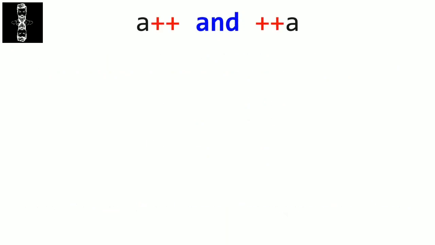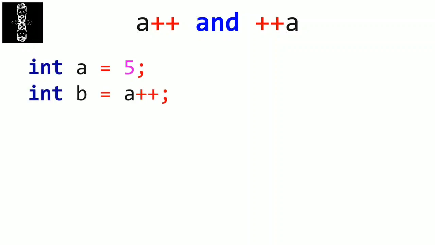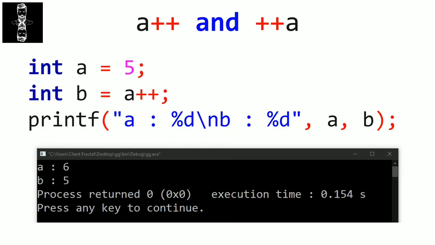For example, we have a variable a initialized to 5. Now we assign a++ to b, and we print both of them. We get a is equal to 6 because we incremented its value, and we get b is equal to 5 because a++ first returned the value of a, which was 5, then it incremented it. This is why we got b equal to 5, because it received the value of a before getting incremented. Because at the moment of assignment, a wasn't incremented yet, so it was still 5.